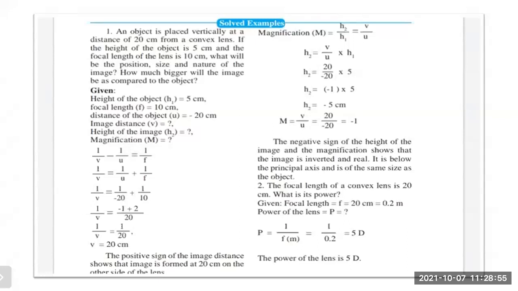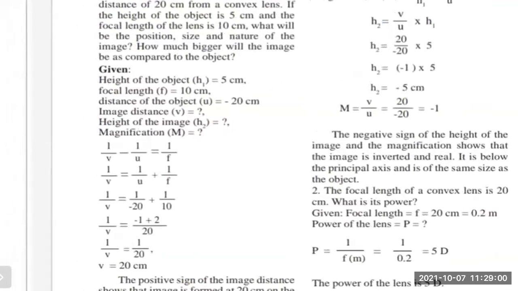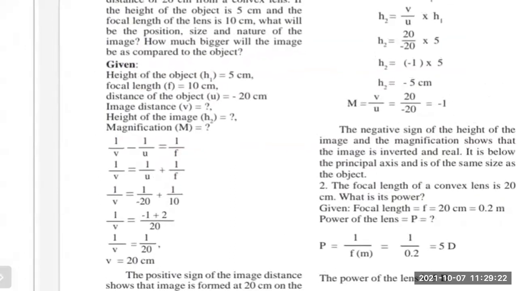So what you will do, you will write all the given things like height of the object h1 is given, that is 5 centimeter, focal length f is given, that is 10 centimeter, distance of the object is minus 20 centimeter. Image distance we have to find, height of the image that is h2 we have to find, and magnification we have to find. Okay, so based upon the given things you can use the formula. So here we will use the formula 1 upon v minus 1 upon u is equal to 1 upon f.